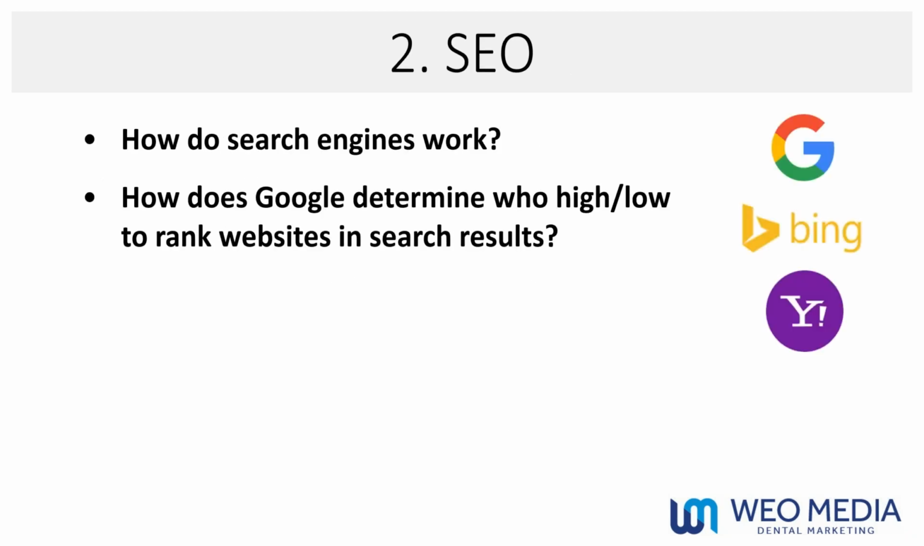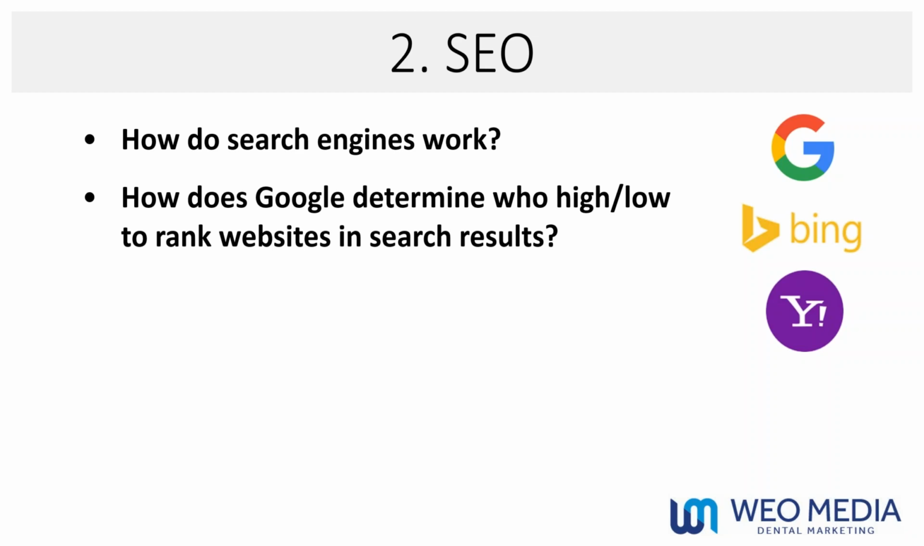Now, the second pillar is search engine optimization. This is really, really important. One of the most important aspects of any digital marketing program is SEO, search engine optimization. So if we're going to talk about this, it's really important to understand a little bit of background information about how do search engines work and how does Google determine how high or low to rank your website. So let me start with a few little technical details about how Google works.